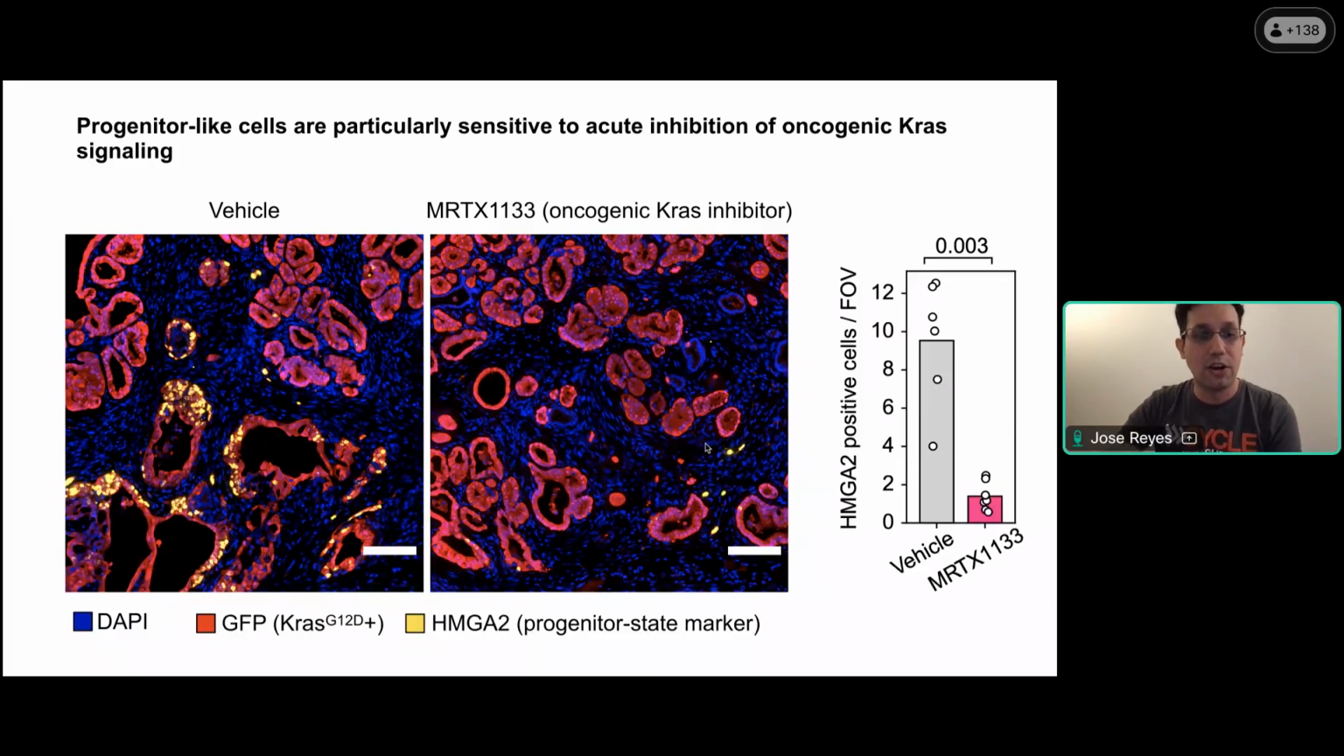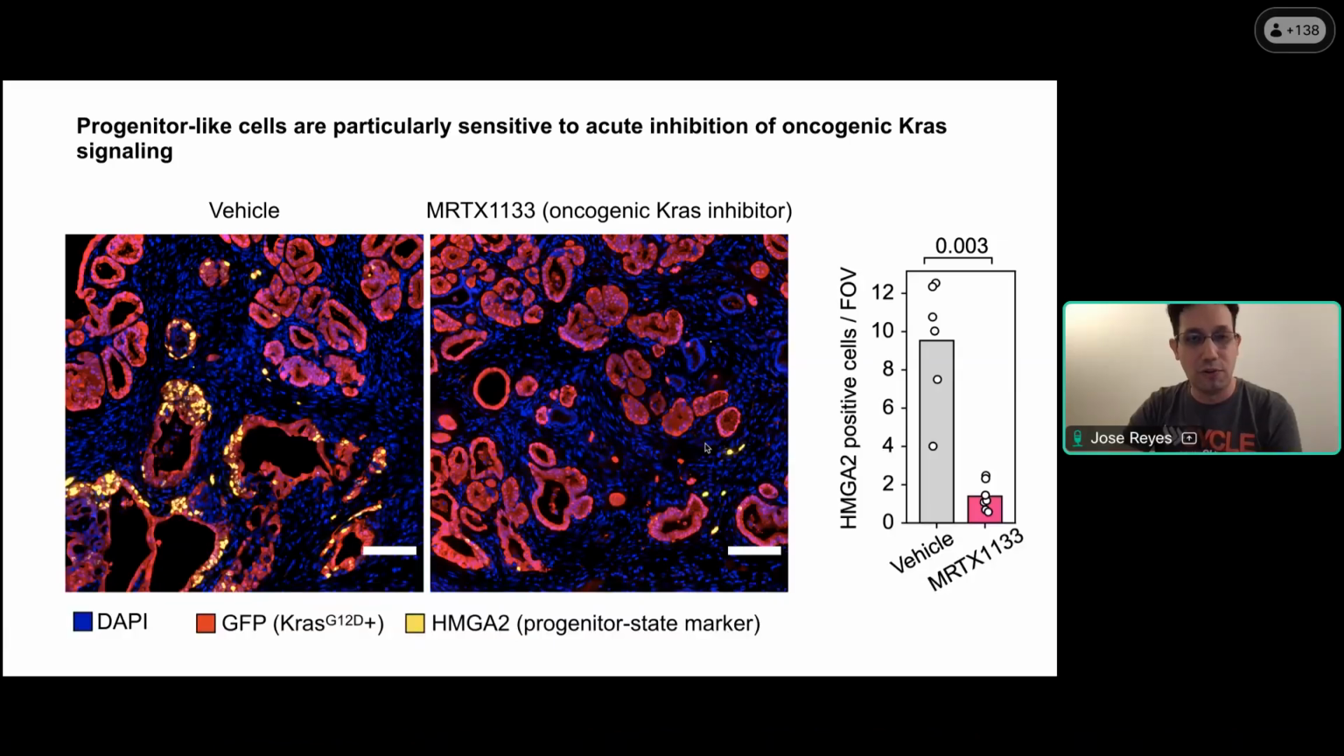What you can see here on the left is that progenitor-like cells marked by HMGA2 in yellow are very abundant in the vehicle control tissue, but they almost disappear just after 2 days of acute oncogenic KRAS inhibition. And I want to point out that this happens without complete ablation of the premalignant epithelium, implying that this progenitor-like population is particularly sensitive to oncogenic KRAS inhibition at these very early stages of pancreatic cancer initiation.